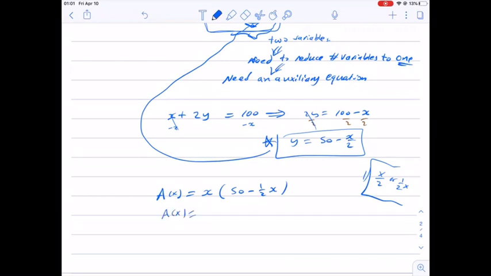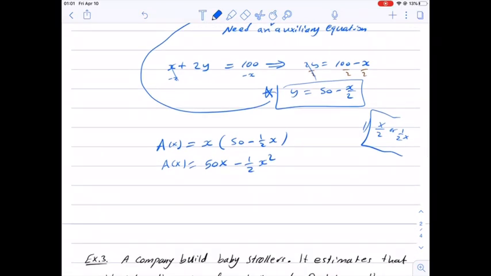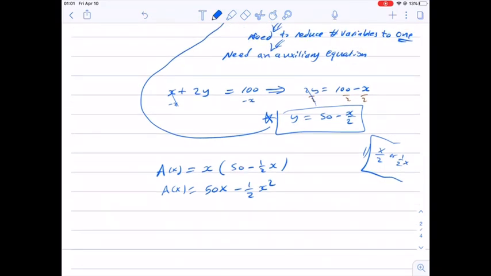Okay, now we have one variable. Let's simplify more. x times 50, 50x, minus x times 1/2 x, it's half x squared. Now we have a function of one variable. We now apply the optimization, or we find the relative extreme values. Let's find the derivative first. So we have 50 minus x, because when we differentiate, this is negative 1/2 times the derivative of x squared, which is 2x. We cancel 2, we get negative x.